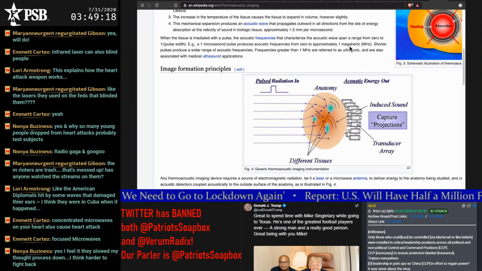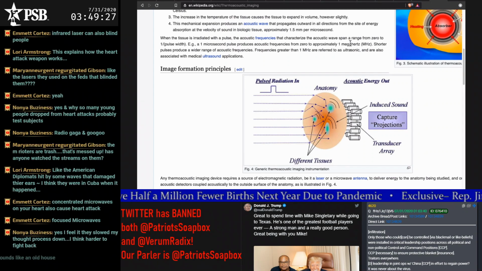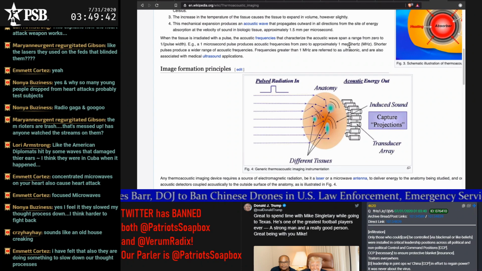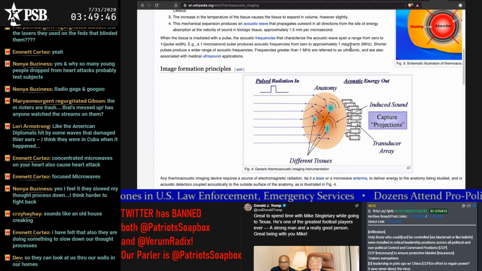That's just an example. Which means that if they pulse microwave radiation at 1 millisecond intervals, based on the time that they wait to pulse it again, they're saying that they get between 0 and 1 megahertz ultrasound. That's ultrasound, right? 1 megahertz is way over 20 kilohertz. Anything over 20 kilohertz is considered ultrasound.